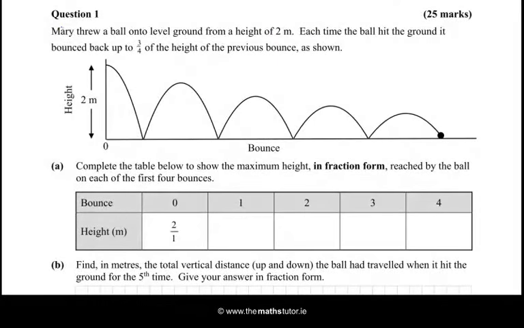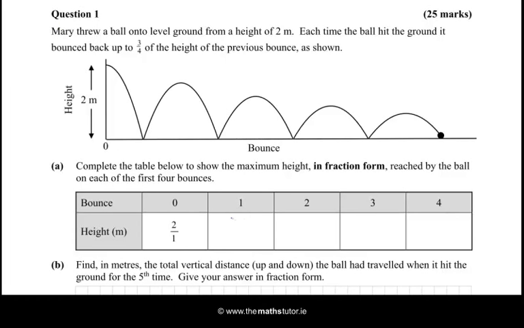Hi there. Here we're told that Mary threw a ball onto level ground from a height of 2 meters. Each time that ball hit the ground, it bounced back up to 3/4 of the height of the previous bounce, as shown. And we're given a table which shows on the first bounce, which is 0 bounces, it's 2 meters. So on the first bounce, it'll be 3/4 of 2. So you just multiply 2 by 3/4, or 2 by 0.75. And we get 3 over 2.